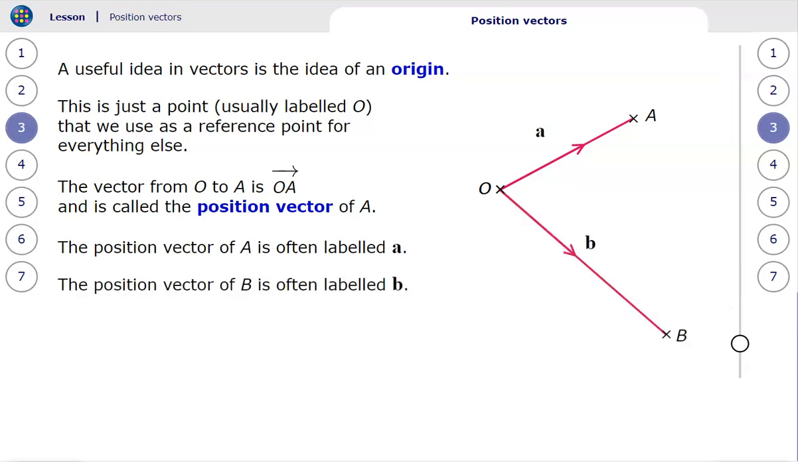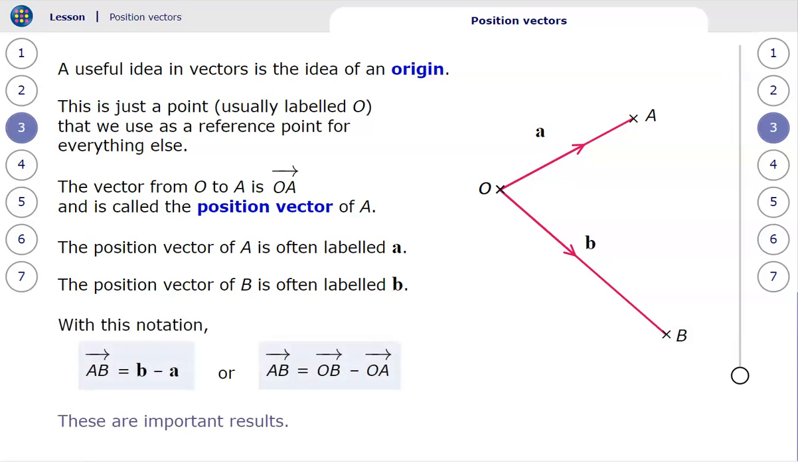Position vector B, I'm going to label as little b, and that's showing the position of the point B from the origin. That then allows us to figure out this vector that's running from A to B. And that is not called a position vector, the vector AB. That is called a displacement vector, and that's the type of vector that we dealt with in the first video.